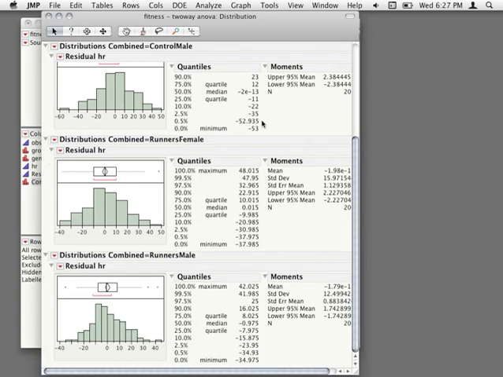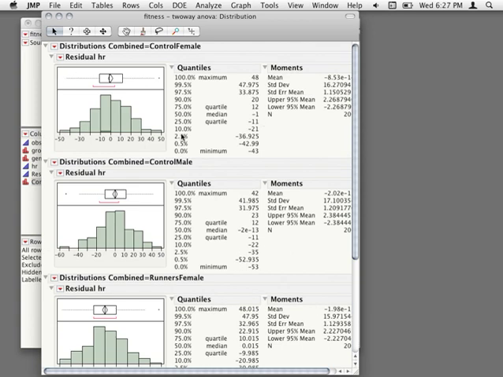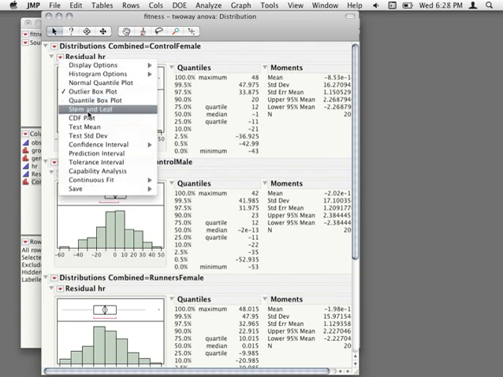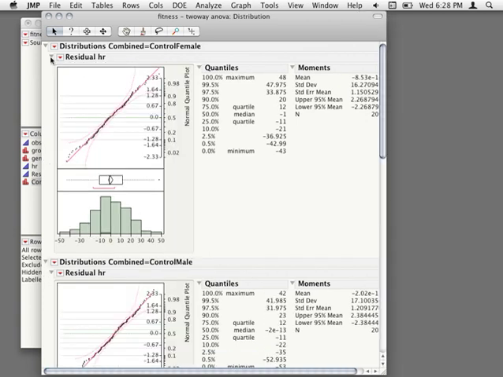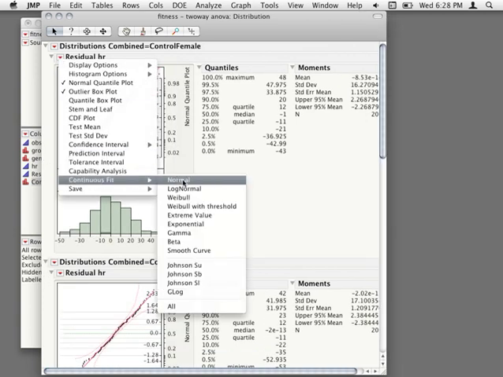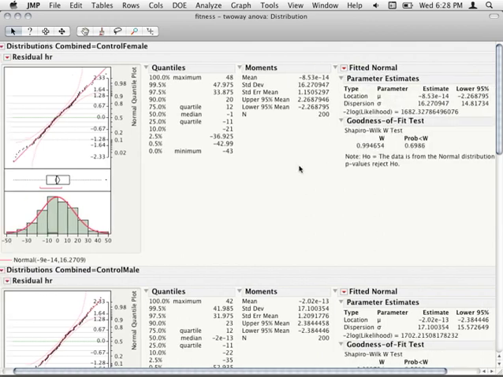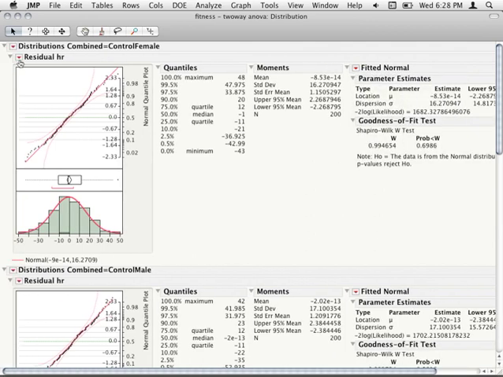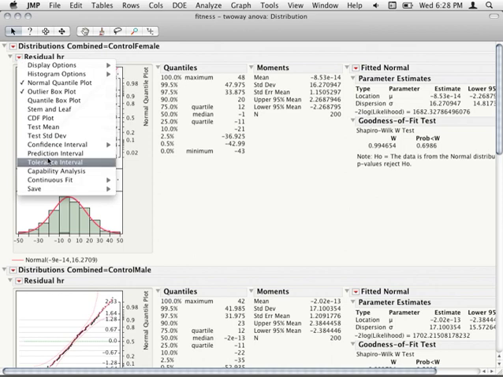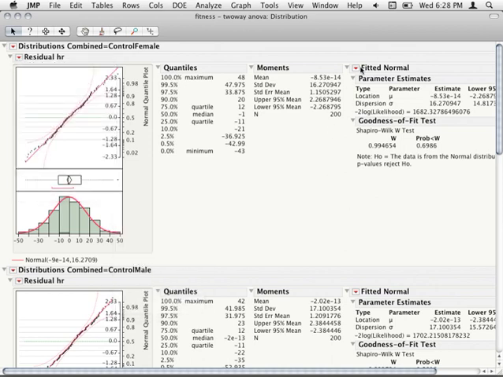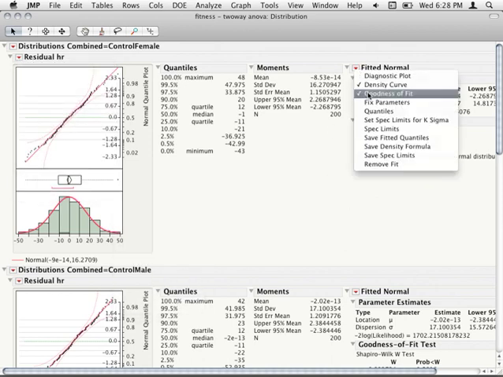For these 4 plots, first just gaze at them casually here. I would say hold down Command and get the normal quantile plots, and then also fit a continuous distribution. Might as well do them all at once here, and goodness of fit. All right, so I just got the quantiles, fit a continuous distribution, and then requested under the fitted normal the goodness of fit test.